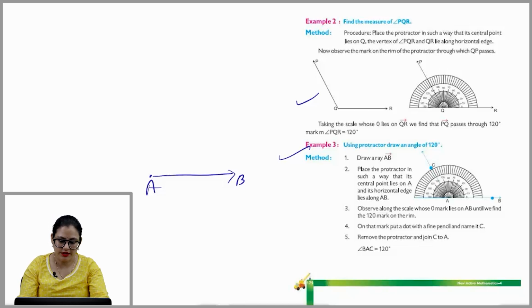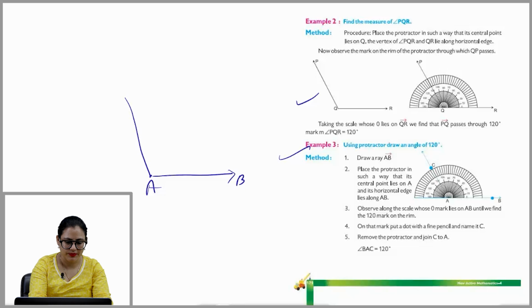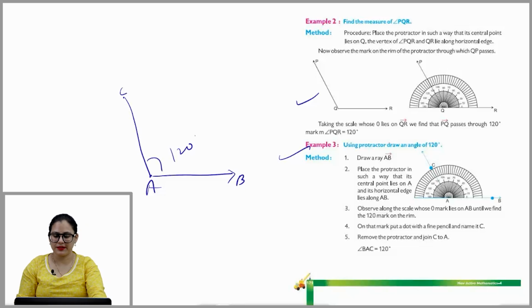Observe along the scale whose 0 mark lies on AB until we find the 120 mark on the rim. Okay, here is a 120. We'll put a dot here. On that mark, put a dot with a fine pencil. Pencil should be pointed and sharp, and name it C. Now remove the protractor and join C to A. Okay, and angle BAC is 120 degrees, right?